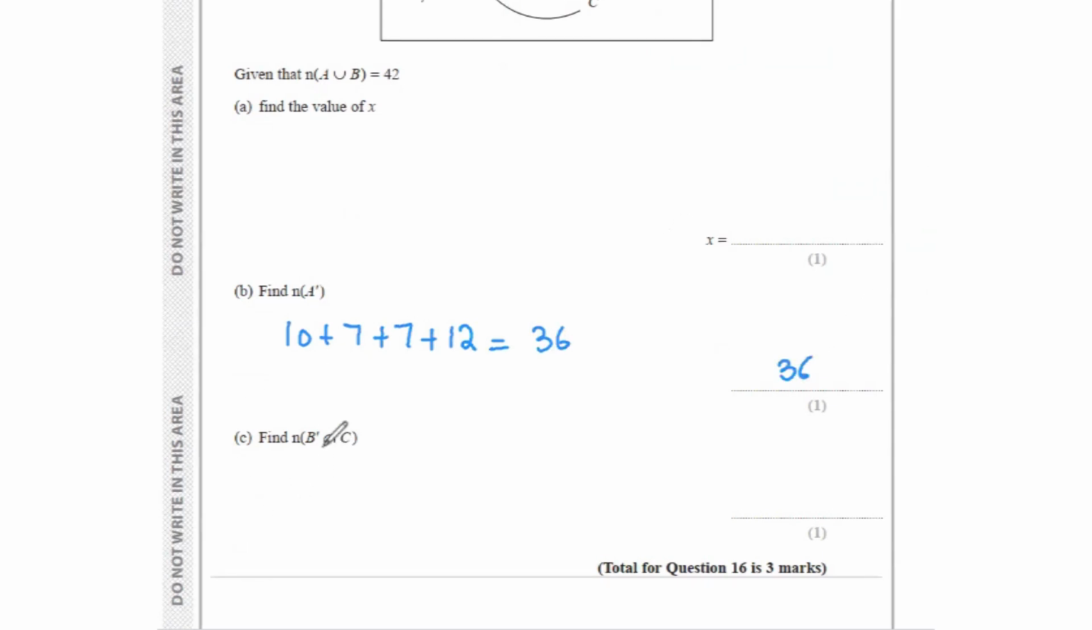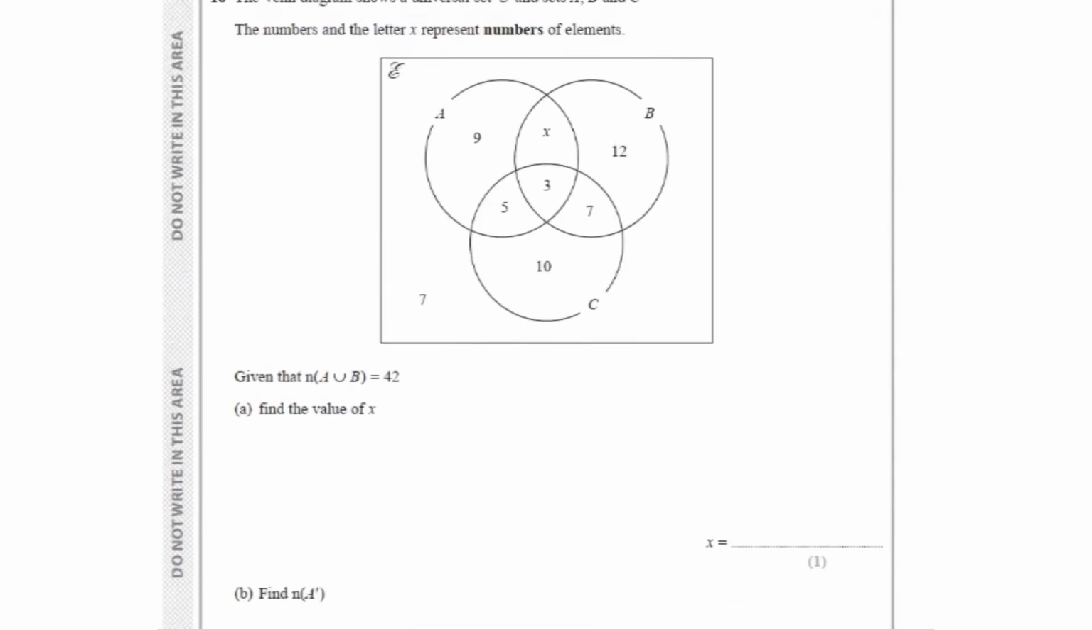And then find the number of B complement intersection C. B complement intersection C is going to be anything that's not a part of B, but is a part of C. So anything that's not a part of B but is a part of C is this, 5 and 10. 5 is a part of C, 10 is a part of C.